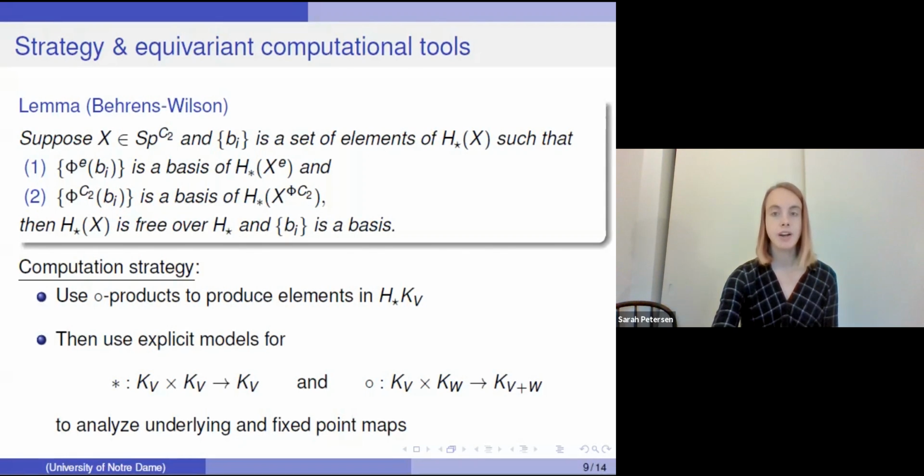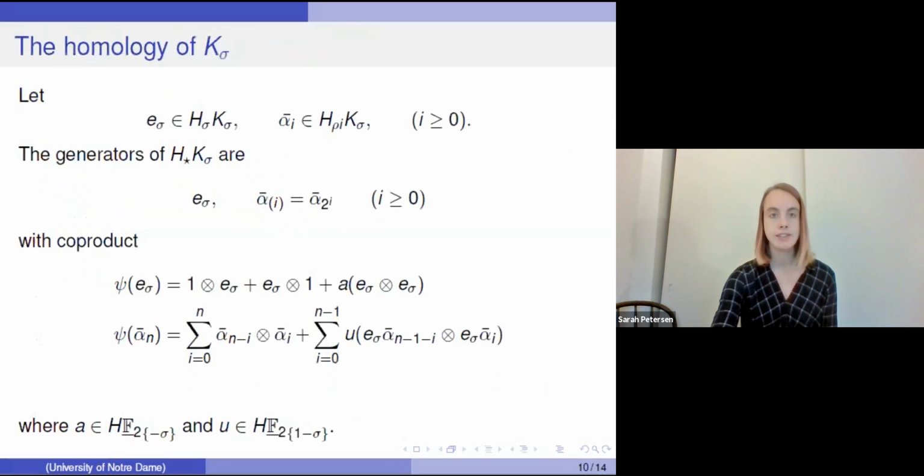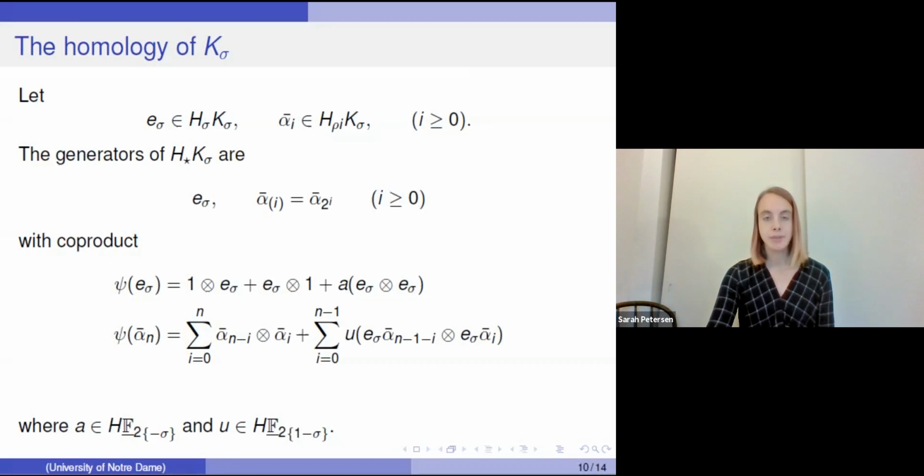To give a flavor of these answers, we'll describe the homology of K sigma. So here we let E sigma be in degree sigma and alpha bar (I) be in degree rho I. Then the generators of the RO(C2)-graded homology of K sigma are E sigma and alpha bar (I) in degree 2 to the I rho. This space additionally has a coproduct formula, which also includes elements shifted by the distinguished elements A and U in the homology of a point.